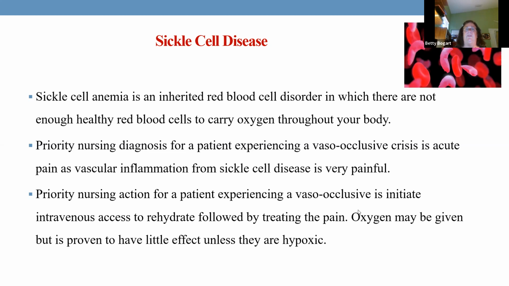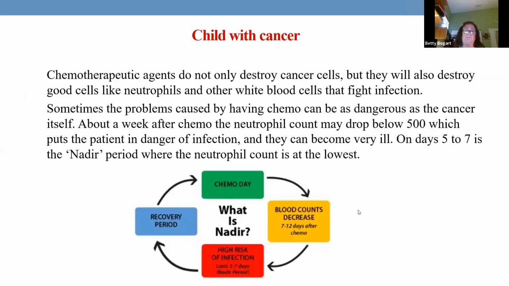And sickle cell, again, is one of those where the cells are dying pretty quickly, so a lot of times their hemoglobin and hematocrit are low. So give them a little oxygen, and that can help with their strength and their activity.